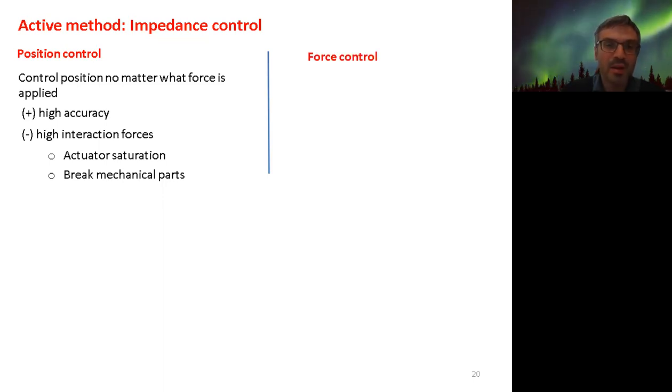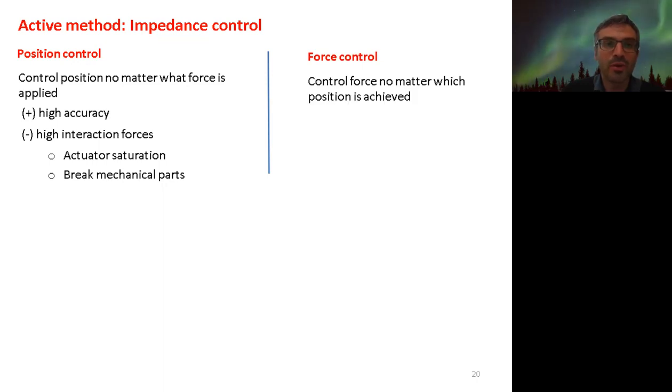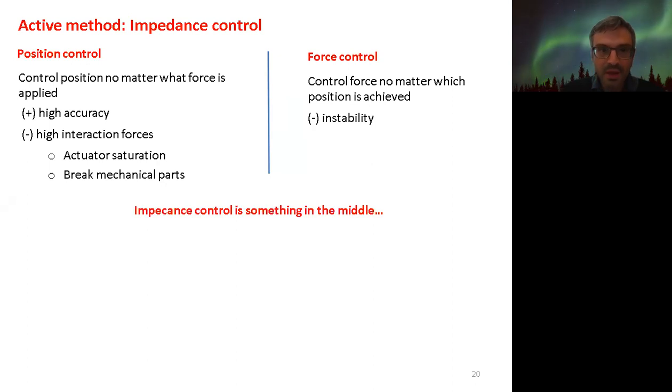While in the approach where we directly control the force, we control the force no matter what position is achieved. As I said, the problem is the instabilities that can arise if you increase the gains on the force error, for example. But there is something in the middle, which is impedance. In the robotics community, it is very common to implement it whenever it comes to interaction, and it is impedance control.